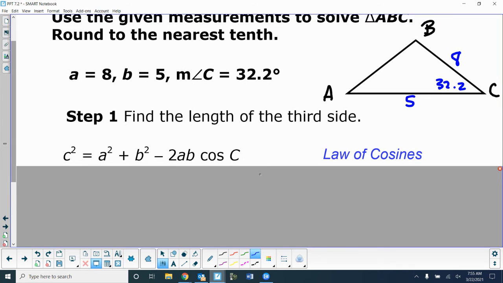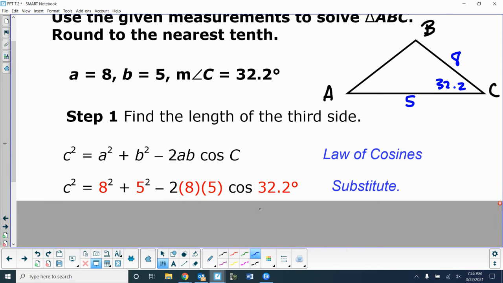And I'm just going to substitute all that in. For A, I'm going to put 8. And for B, I'm going to put 5. And then 2 times 8 times 5 times the cosine of that 32.2, which I think is already put in there.